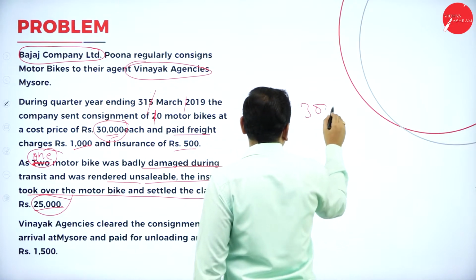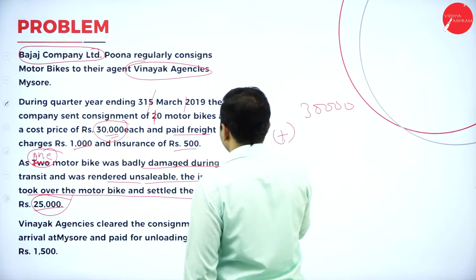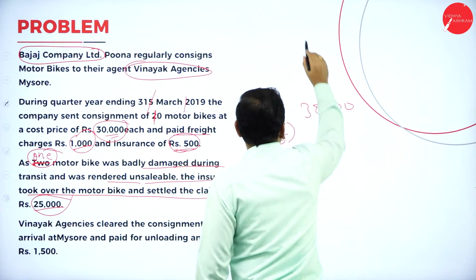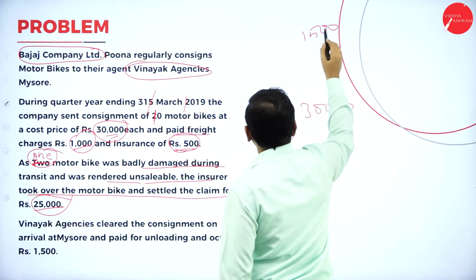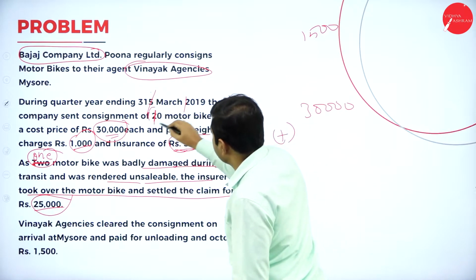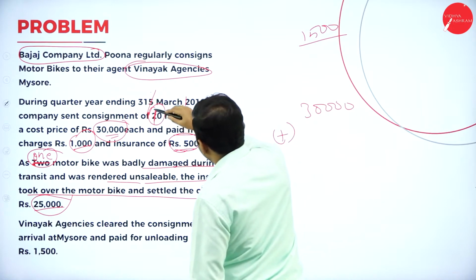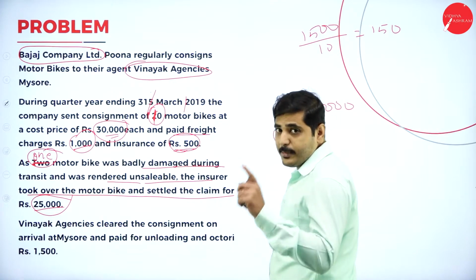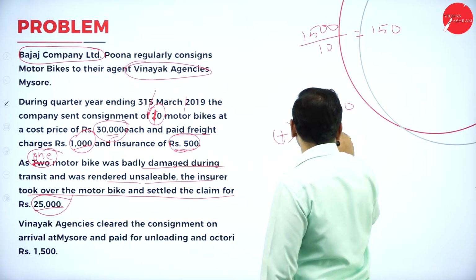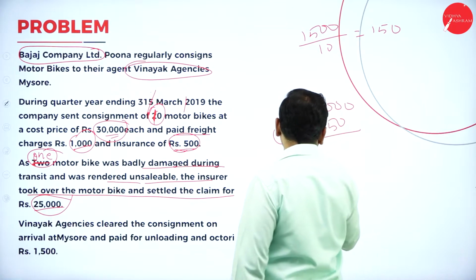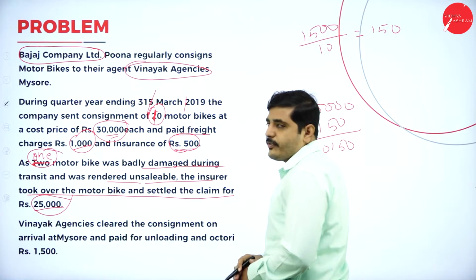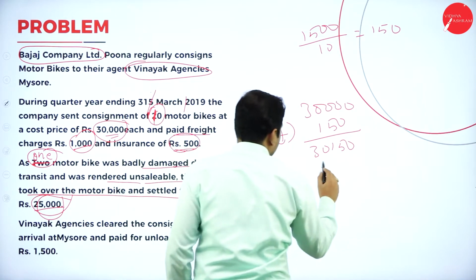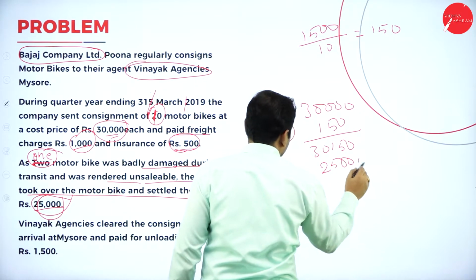What is the cost of the motorbike? Here 30,000 is the cost of the motorbike, plus how much he has spent on the other charges, freight and insurance: 1,500 rupees totally, for 10 motorbikes. That means 150 rupees per motorbike. So add 150 rupees here. What is the actual cost? 30,150 is the actual cost of the motorbike. And the insurance company is paying only 25,000, so deduct 25,000 here.